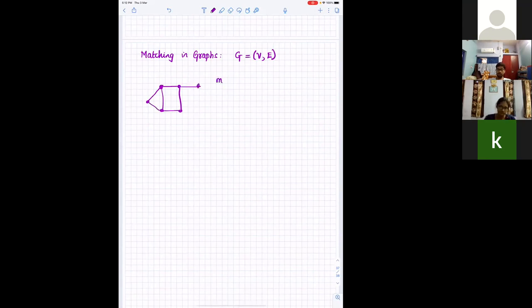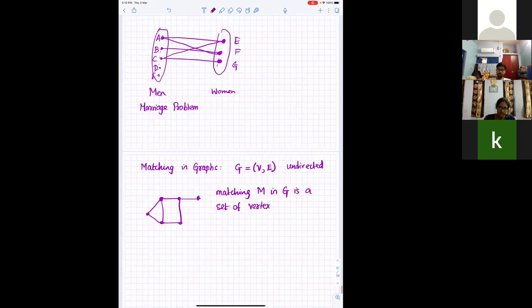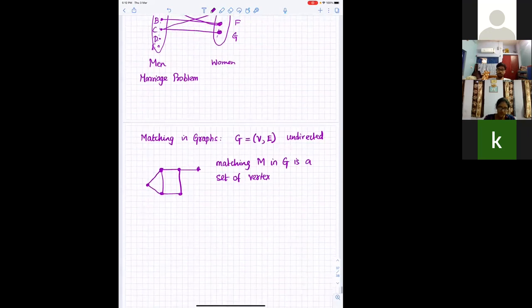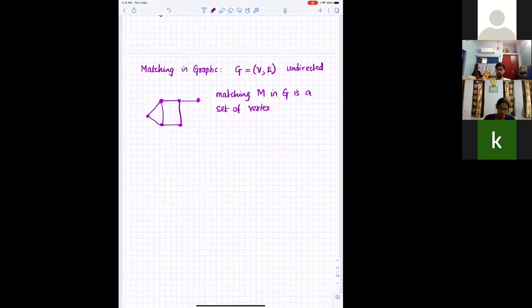A matching M in G is a set of vertex disjoint edges. We will mostly look at undirected graphs, so I will put G is undirected, because it really does not matter for our applications. We are just going to do some kind of an association. So it's a set of vertex disjoint edges.